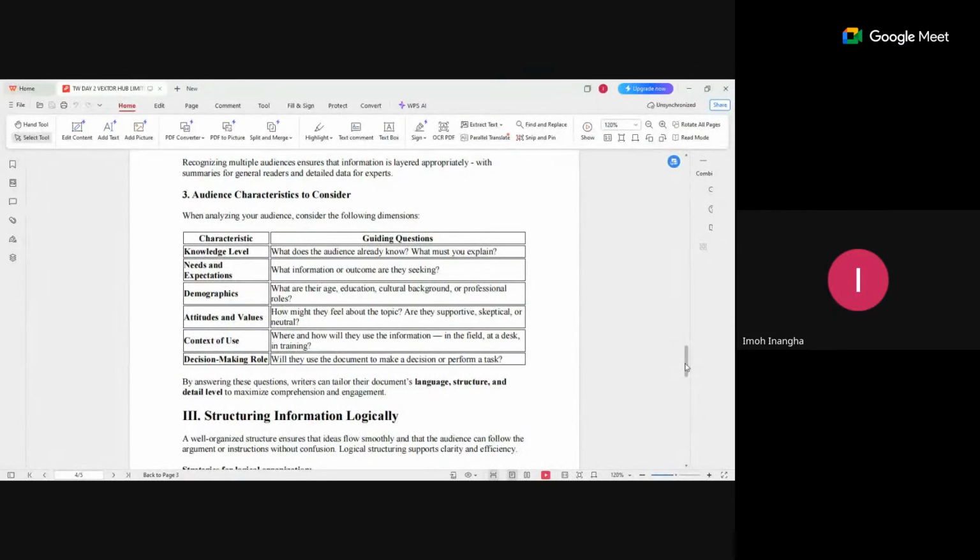Attitude and values. How might they feel about the topic? Are they supportive, skeptical, or neutral? Context of use. Where and how will they use the information? In the field, at the desk, or in training? Decision-making role. Will they use the document to make a decision or perform a task?